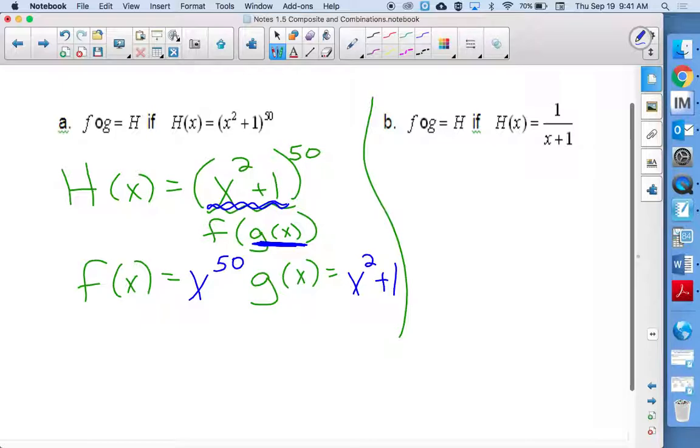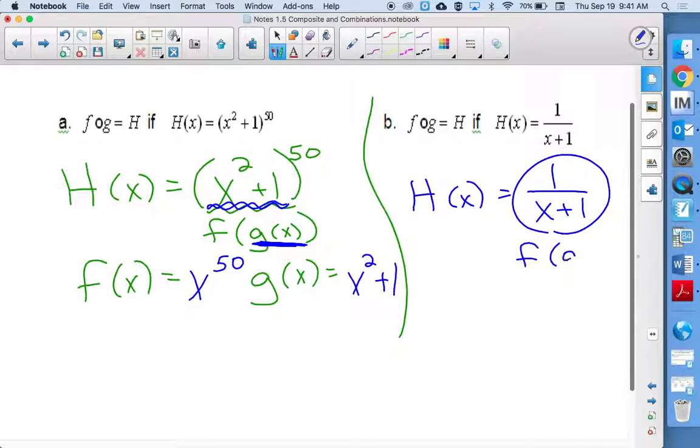So now I have my two original functions. You could check your work and try to combine them back together and make sure you get that new function. But you're pulling the pieces apart, separating the two functions. The next one is pretty much the same thing. So h of x equals 1 over x plus 1. So this piece here really represents f of g of x.